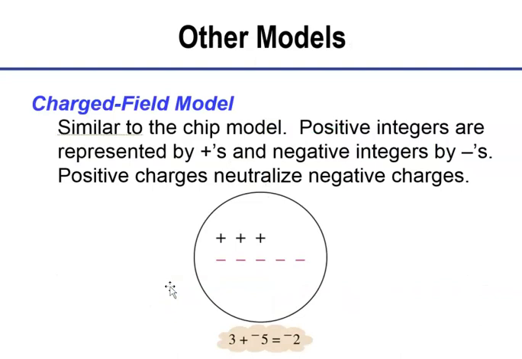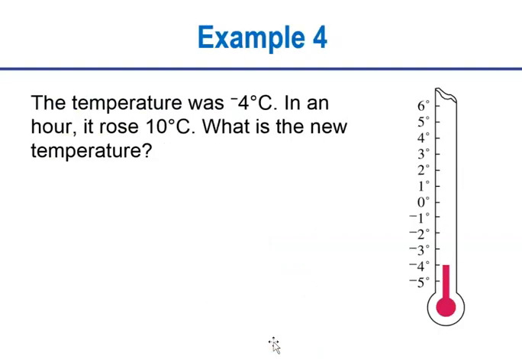Other models that you might see are the charged field model, which is really just like the chips without the circle. Don't you think? It looks exactly the same. Similar to the chip model, positive integers are represented by pluses and negative integers by minuses. Positive charges neutralize negative charges. So the result here, that neutralizes, neutralizes, neutralizes, and we're left with the 2 negatives, and that represents the negative. So if you'll see, we had 3 positive charges. We had 5 negative charges. This is the same as 3 plus a negative 5, which is equivalent to what's left over, not in green, negative 2.